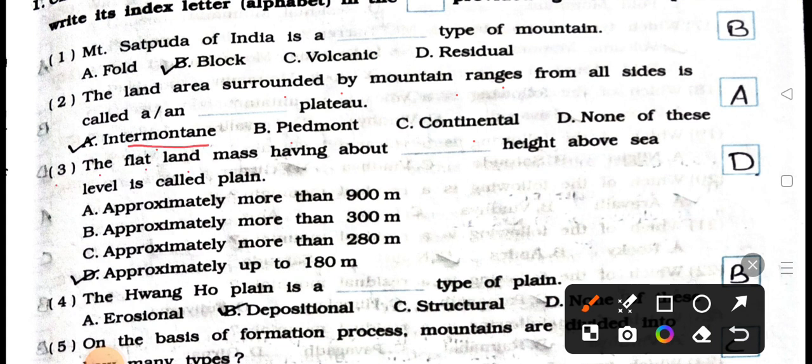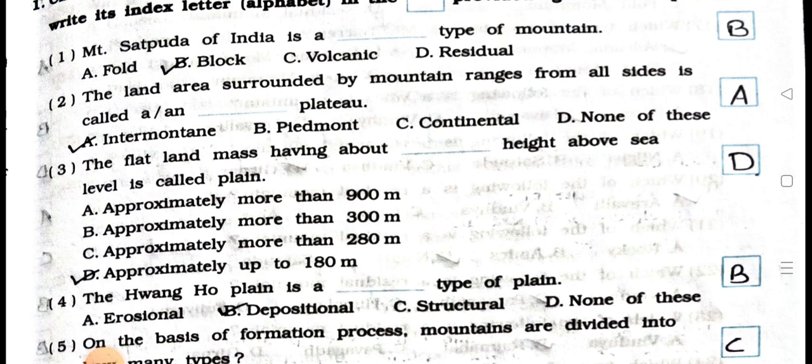The flat land mass having about blank height above sea level is called plain. A, approximately more than 900 meter. B, approximately more than 300 meter. C, approximately more than 280 meter. And D, approximately up to 180 meter. Answer is option D, approximately up to 180 meter.